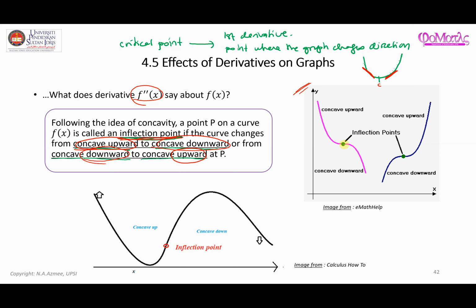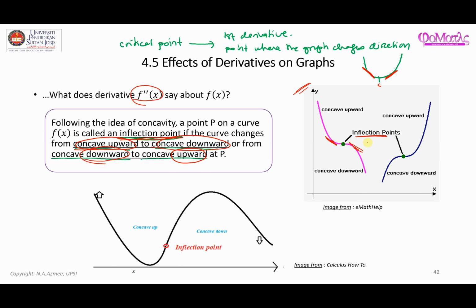This could be the inflection point, where you can see that the curve changes from, for example, this one, which is concave upward because the graph is above the tangent line, to this one, which is concave downward because the graph is below the tangent line.